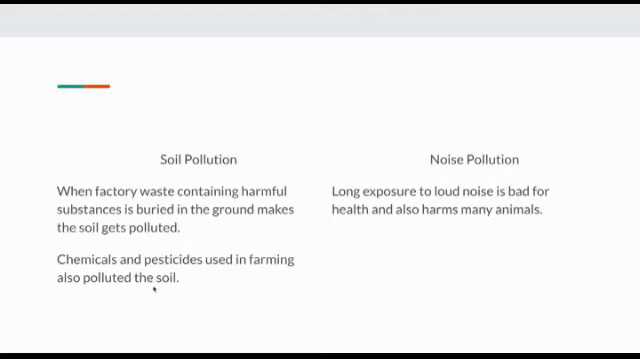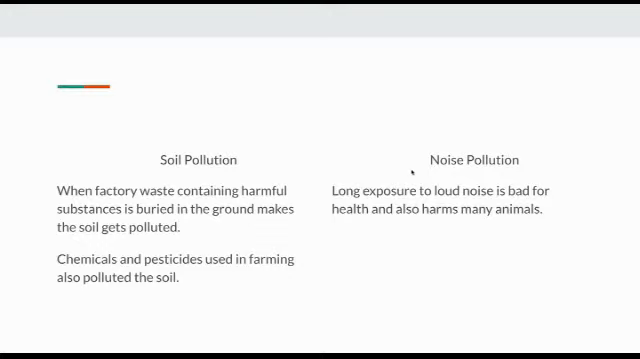When we add chemicals for easy growing of plants, the pesticides and everything are made by factories, and then we use them for farming purposes. Automatically we are putting artificial things into the soil, and the soil will be polluted. So this also makes the soil polluted, and that is called soil pollution. That is, when factory waste containing harmful substances is buried in the ground, the soil gets polluted, and the chemicals and pesticides used in farming also pollute the soil.